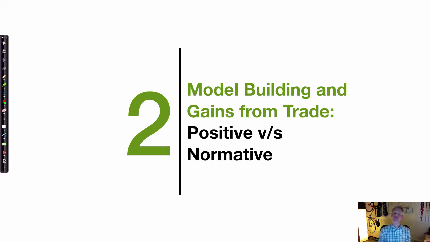All right, so welcome to the first screencast of Chapter 2. In this chapter, we're going to talk about how economists build models, which are kind of simplified versions of the real world in order to think about the more complex real world. And we're going to get our first model in this set of screencasts in Chapter 2.